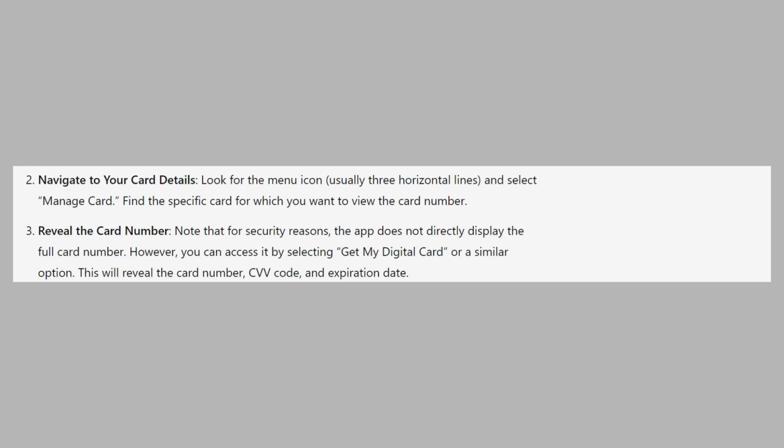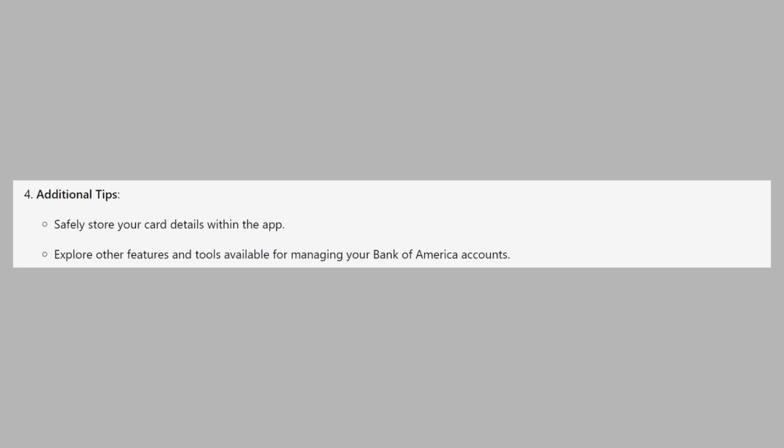Note that for security reasons, the app does not directly display the full card number. However, you can access it by selecting Get My Digital Card or a similar option. This will reveal the card number, CVV code, and expiration date. Safely store your card details within the app. Explore other features and tools available for managing your Bank of America accounts.